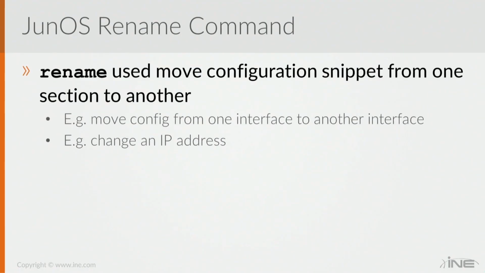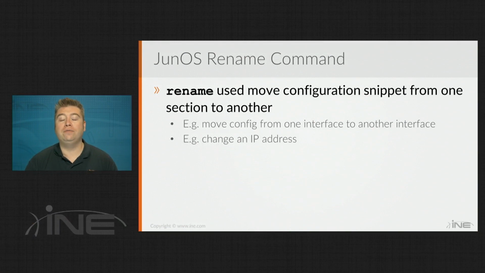Okay, another real useful keyword is rename in JunOS. Now, what this is basically used to do is to move config snippets from one section of the parser's hierarchy to another. So if you want to change an IP address, you don't set the IP address because what that would do is to add an additional address to the interface. If you want to change it, you need to rename it from one to the other, or you can delete the old one and then set a new one.